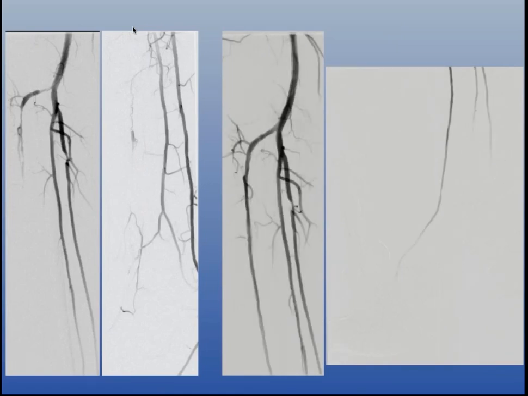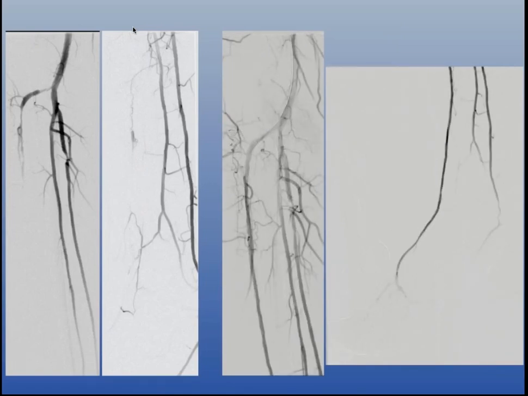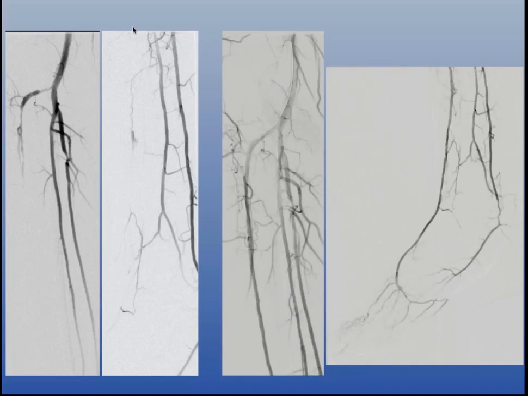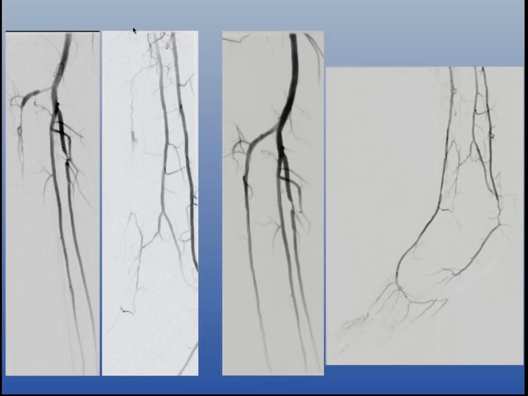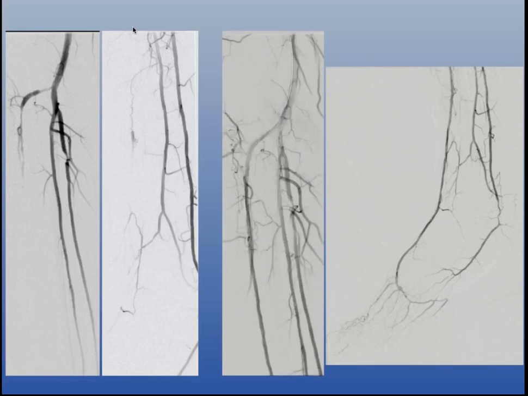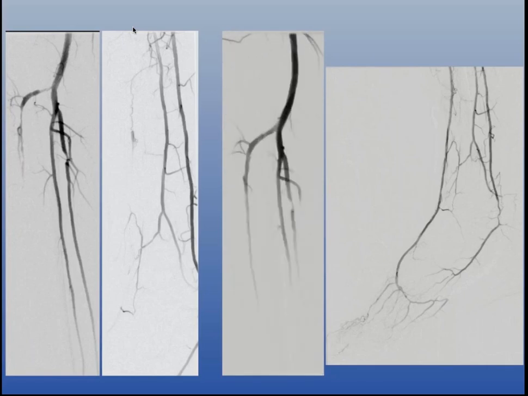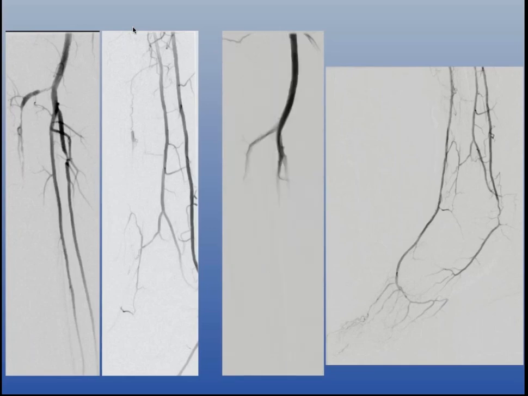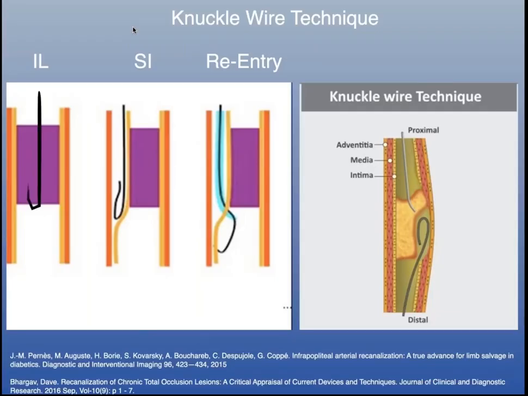Ultimately, I do good vessel prep. You can do either angioplasty with scoring balloons, or vessel prep with atherectomy, and then once you do that, you do a nice slow, long, low pressure inflation of a balloon to ultimately achieve a nice angiographic result and then hopefully healing. So let's talk about the knuckle wire technique.